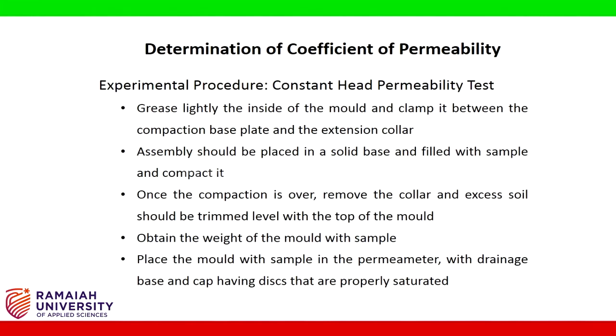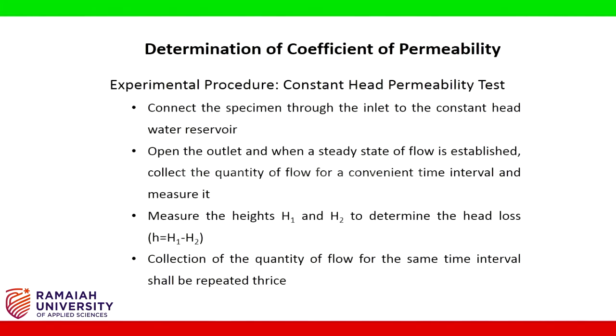Place the mold with sample in the permeameter with drainage base and cap having discs that are properly saturated. Connect the specimen through the inlet to the constant head water reservoir. Open the outlet and when a steady state of flow is established, collect the quantity of flow for a convenient time interval and measure it. Measure the heights h1 and h2 to determine the head loss, h equal to h1 minus h2. Collection of the quantity of flow for the same time interval shall be repeated thrice.